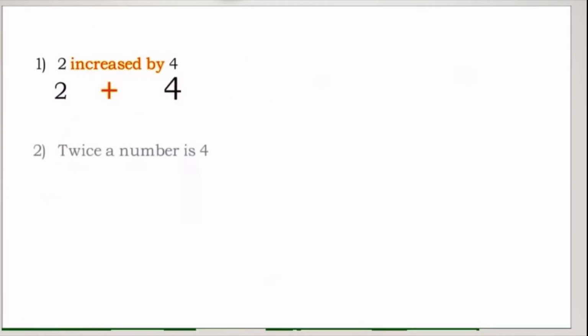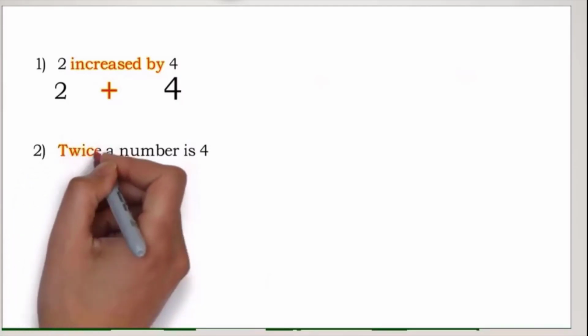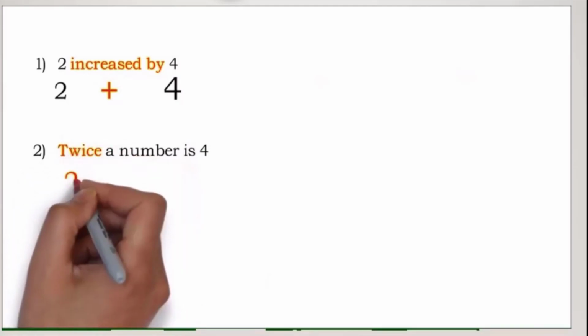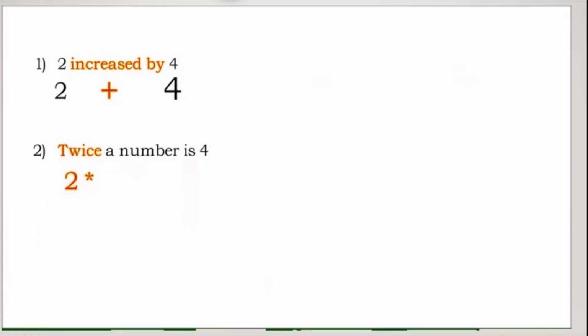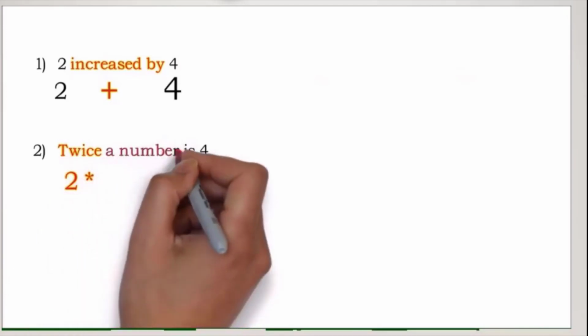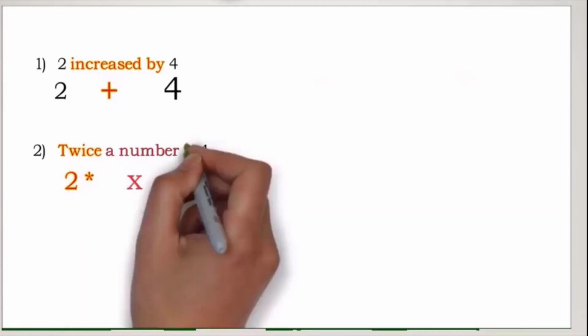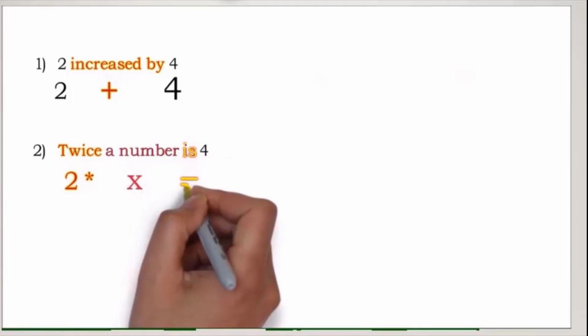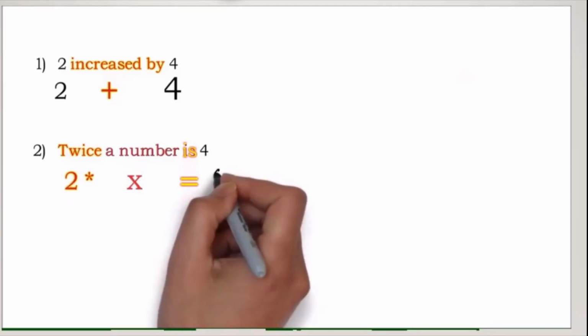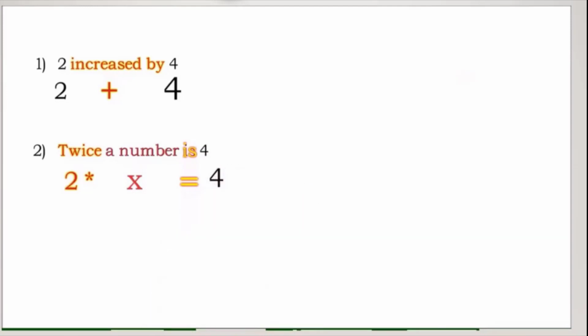Number 2. Twice a number is 4. We see 3 key words. We know that twice means multiplication, exactly 2 times. We know that a number is our unknown, so we can represent it by X. Finally, we have is, which we know means equal to. We can write this as 2 times X equals 4. 2 times X is the same as 2X, so we have 2X equals 4.